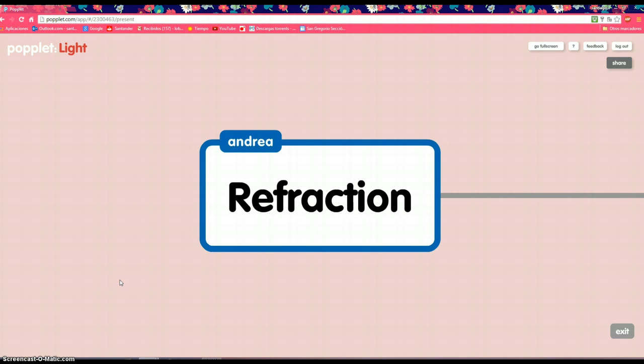Refraction. When light passes from one transparent medium to another, it bends and changes direction. This is called refraction. Lenses refract light. Lenses can be convex or concave. Okay, we finished with the third mind map. Let's move on to the last mind map.